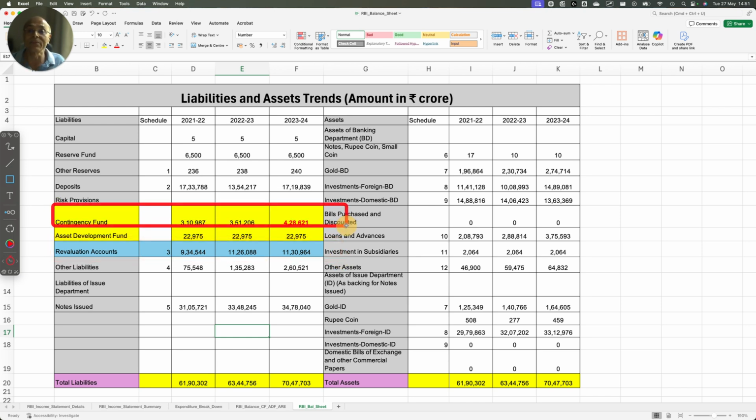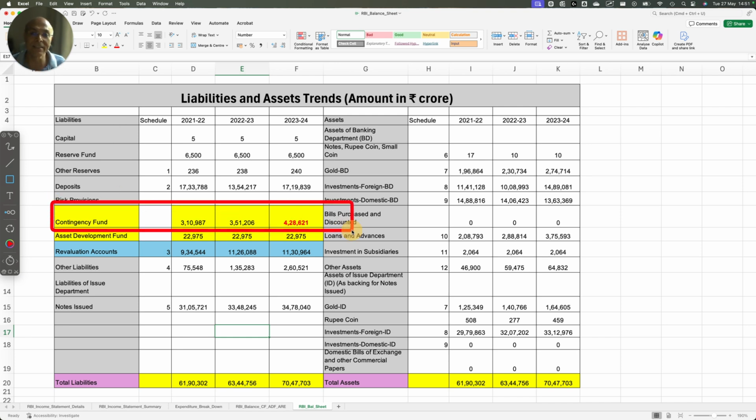The contingency fund is what you can replenish. How? From the income. When RBI makes certain money, that money will flow into the contingency fund, and by balancing the contingency fund along with the revaluation account, you will have an ARE, which is the available requisite equity, as a percentage of the balance sheet, so that you take into account all your risk. So this is in a nutshell how this whole thing works.